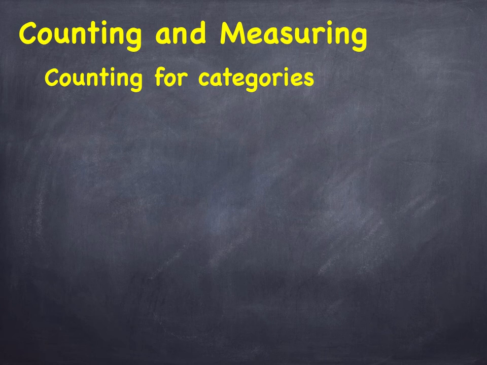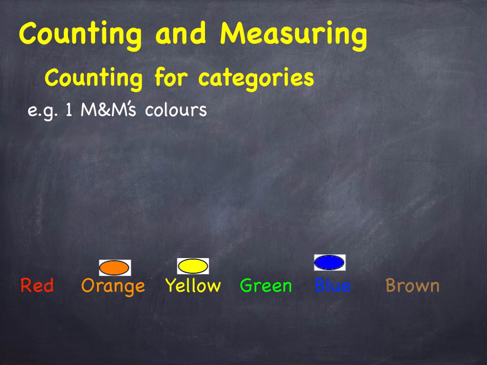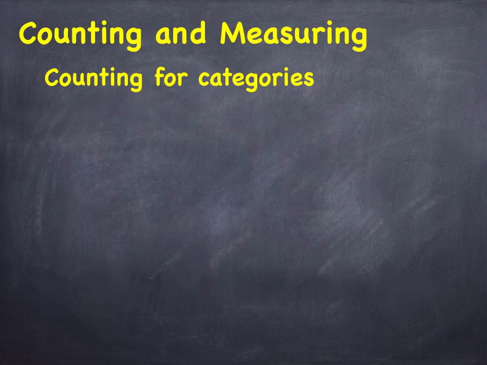Here's an example. Suppose you buy a bag of sweets, M&Ms say, and you want to see which is the most common colour. So let's sort some sweets. The first one is yellow, then orange, then blue, then another yellow, and so on. You can see that each colour is a separate category, and when they're all sorted, we can count how many there are of each.